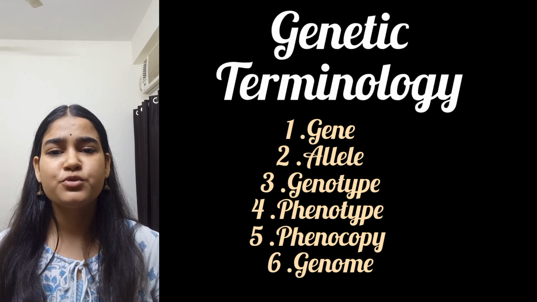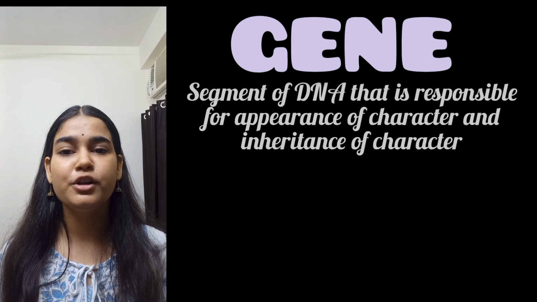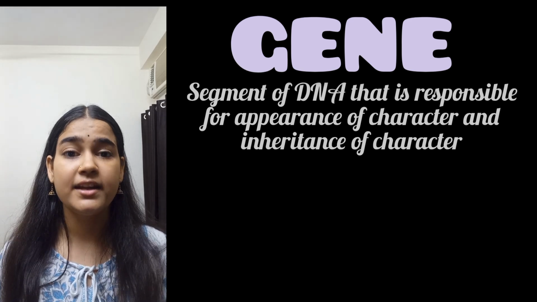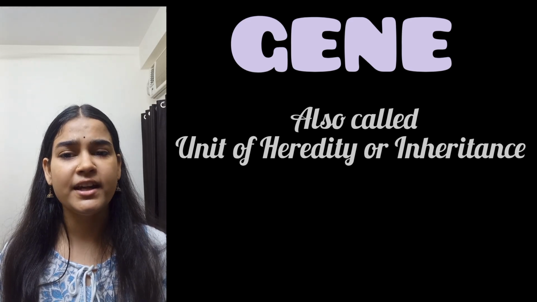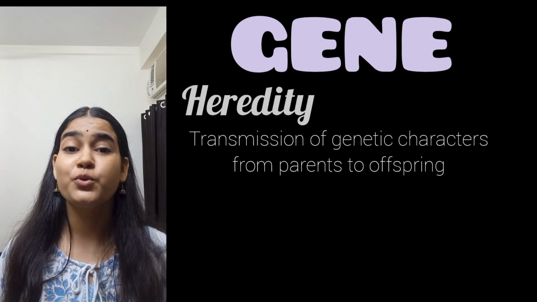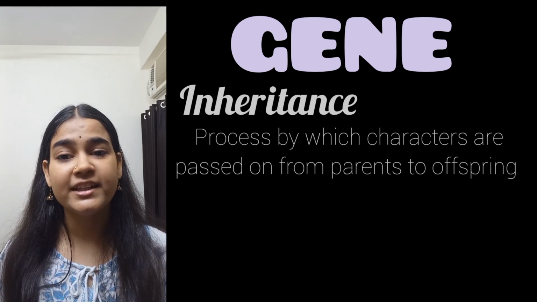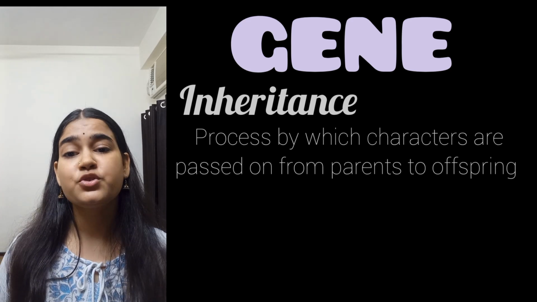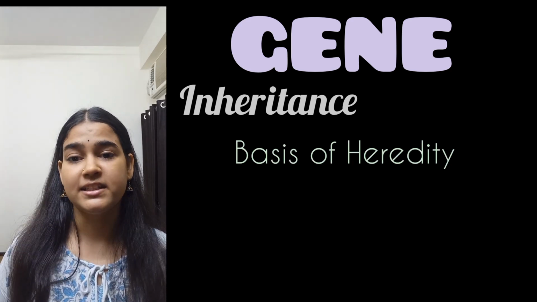Now, going further, we have to understand some genetic terminology for the further chapter. First, gene. Segment of DNA that is responsible for appearance of character and inheritance of character. It is also called as unit of heredity or inheritance. Now, what is heredity? Transmission of genetic character from parents to offsprings. And inheritance means process of which characters are passed from parents to offsprings. Inheritance is the basis of heredity.